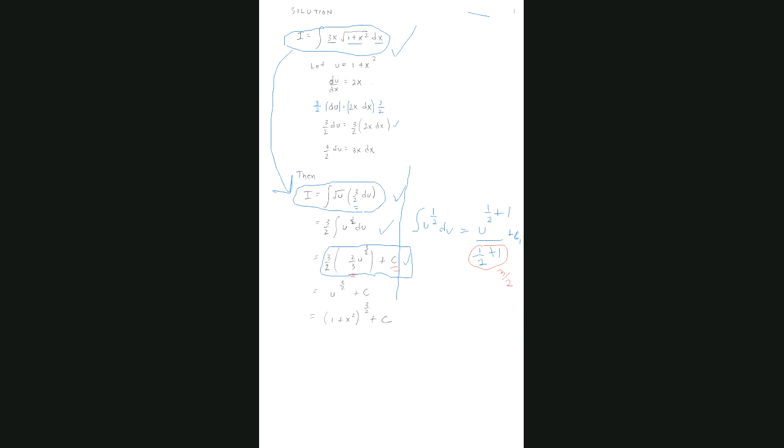All right. Well, now remember, our original integral was with respect to x. So our antiderivative needs to be in terms of x. So what we need to do is substitute in for u what u was. u was equal to 1 plus x squared. And so the answer, the antiderivative, is 1 plus x squared to the 3/2 plus a constant.